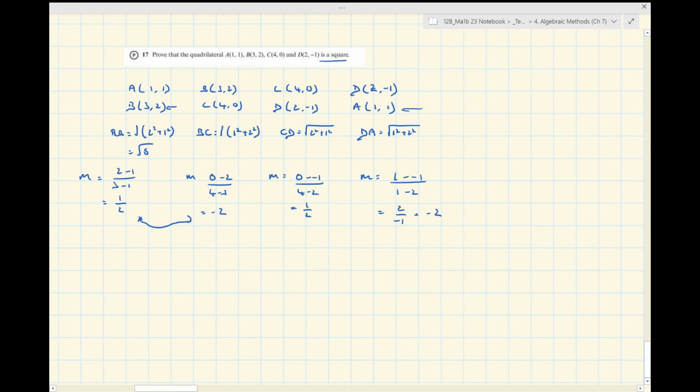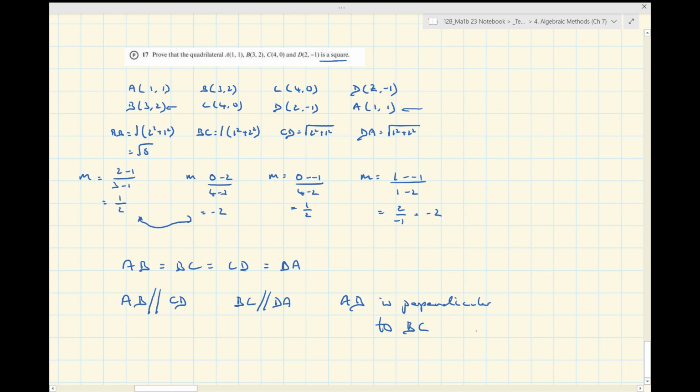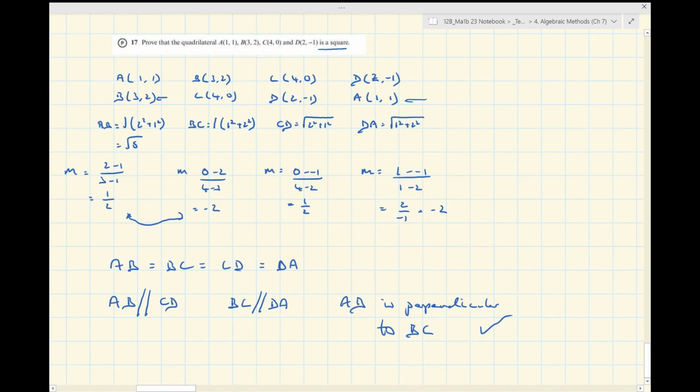Look at that. So I have shown that AB equals BC equals CD equals DA, and I have shown that AB is parallel to CD, and I've shown that BC is parallel to DA, and I've shown that AB is perpendicular to BC. So I think I have proved now that that quadrilateral is a square.